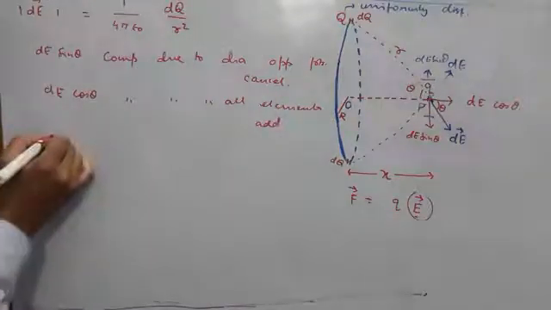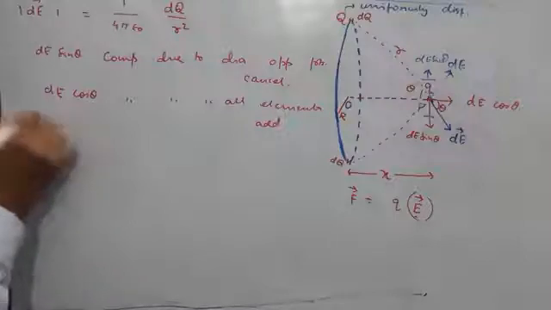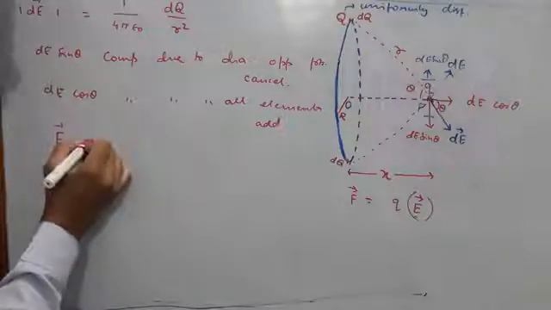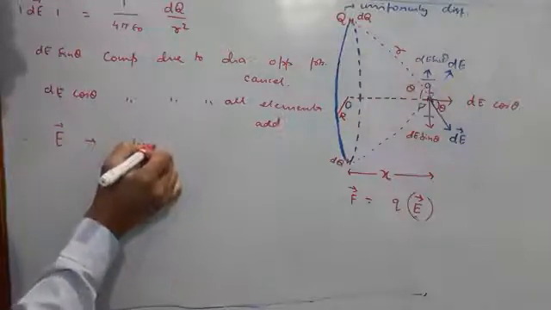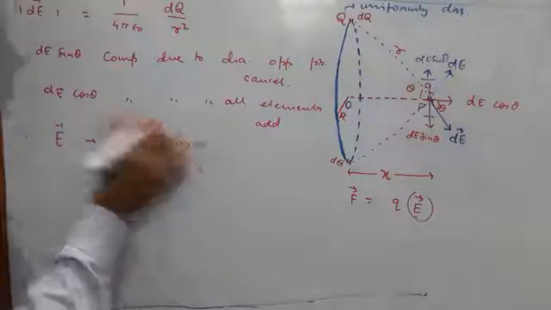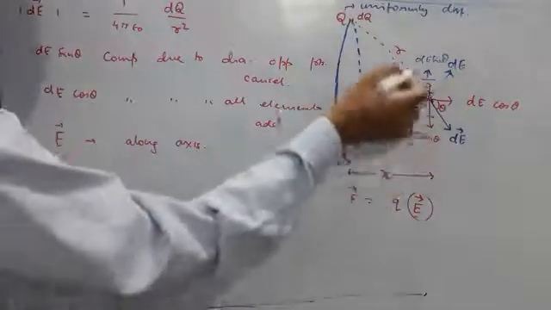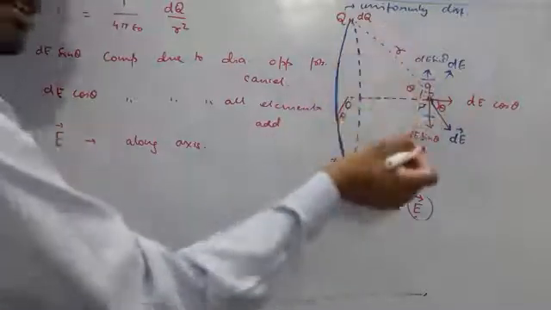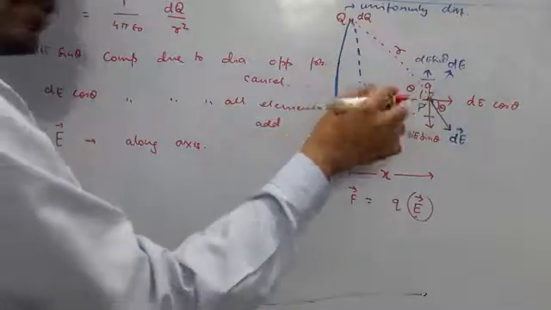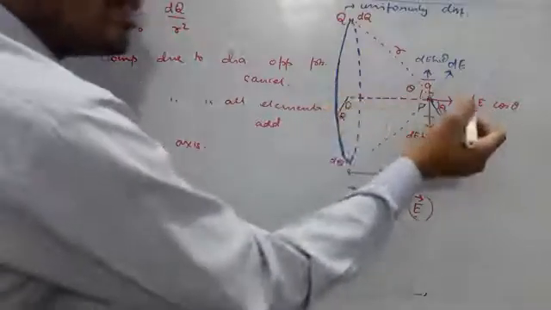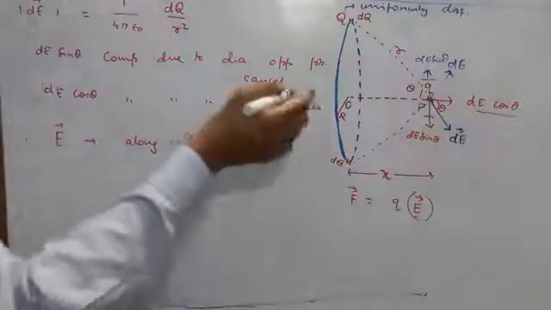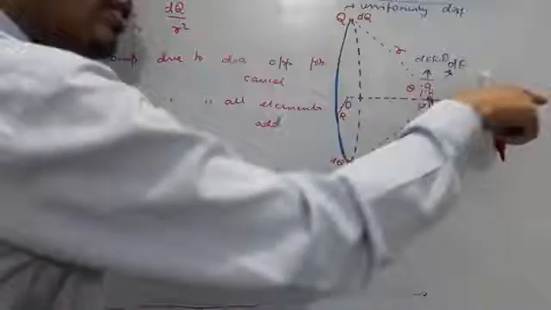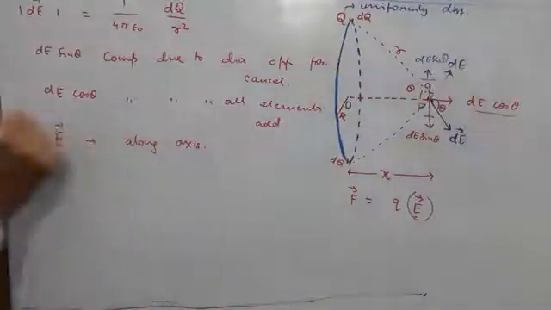Therefore, the net electric field must be directed along the axis, because the components perpendicular to the axis have cancelled. Only those components are left behind which are directed along the axis, that is dE cos theta components. So on adding also, the net vector will be along the axis. So this is the direction of the net electric field.